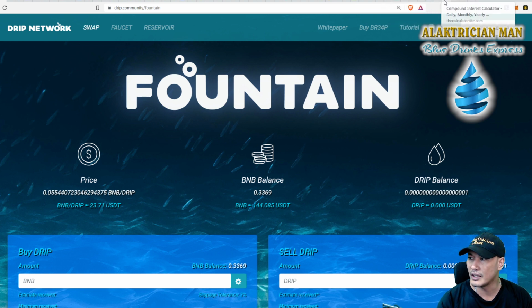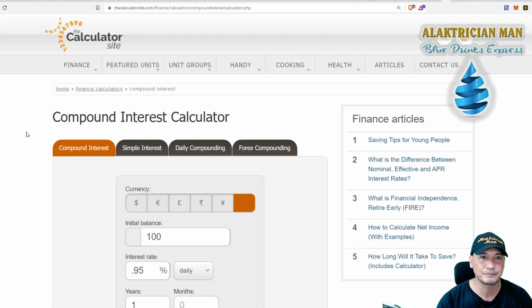Now, I'm just going to shift over here to a compound interest calculator. This is available online. I'll leave a link down in the description as well, so you can do calculations yourself. Now, we mentioned earlier, let's say you had 100 coins.